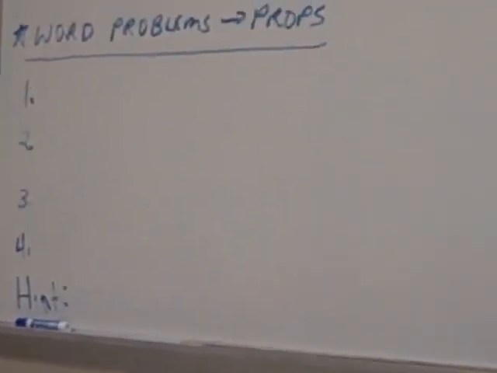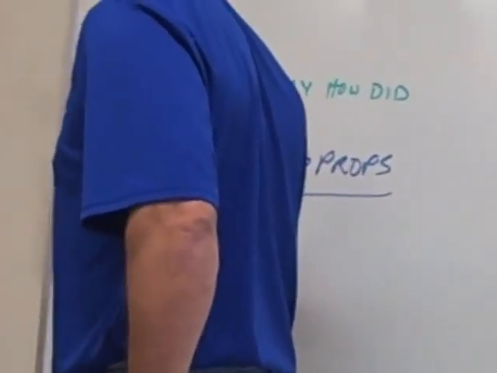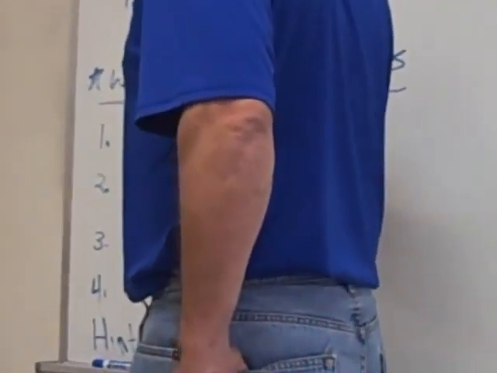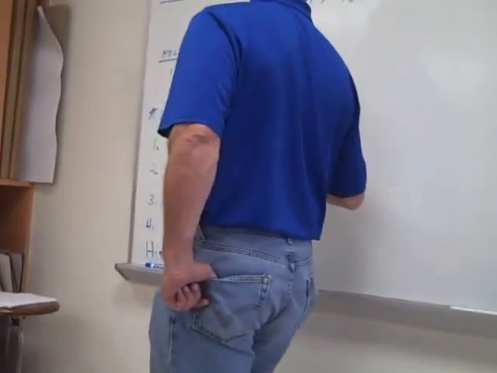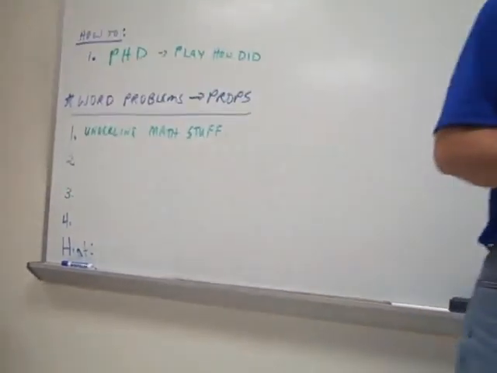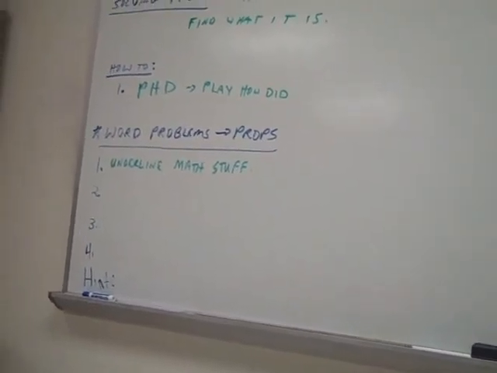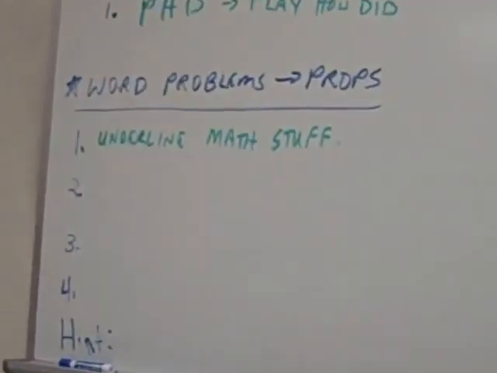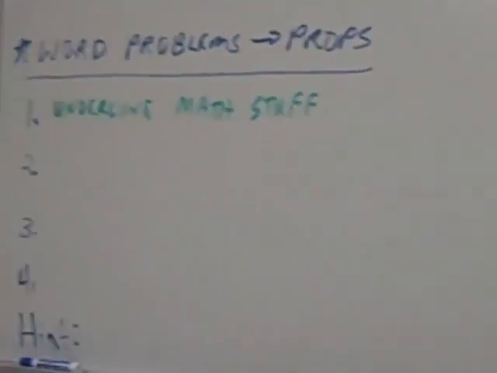Okay? Of course, when we have a word problem, what's always the first thing we do? Underline what? Keywords. Math words. Math stuff. I'm just going to put math stuff. Is that okay? Underline math stuff. I know a lot of mathematicians don't like that, but that's all right. I call it math stuff. We're going to underline the math stuff.